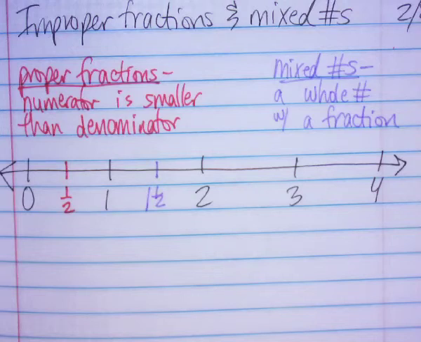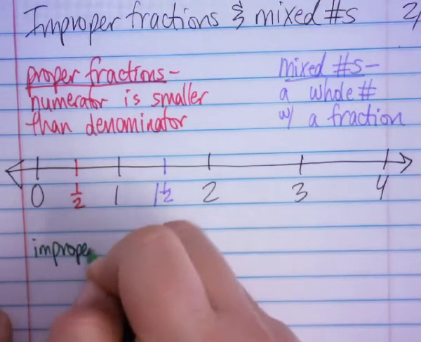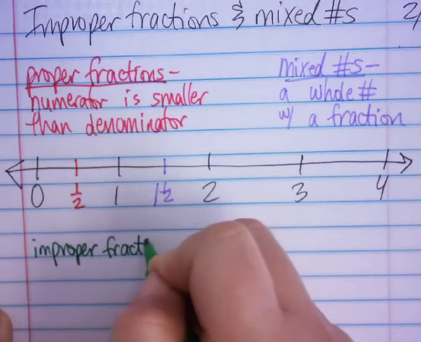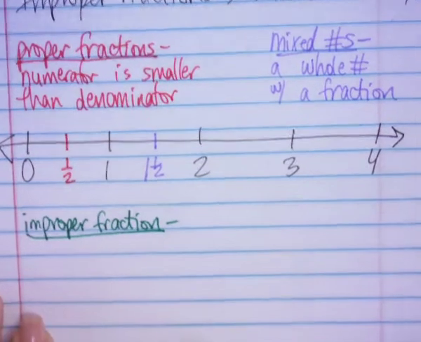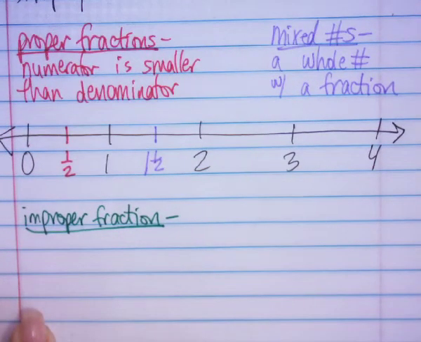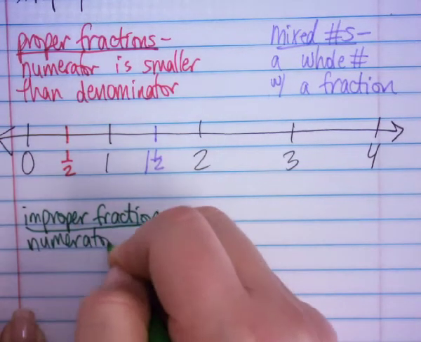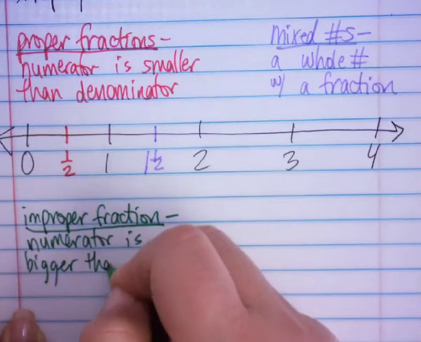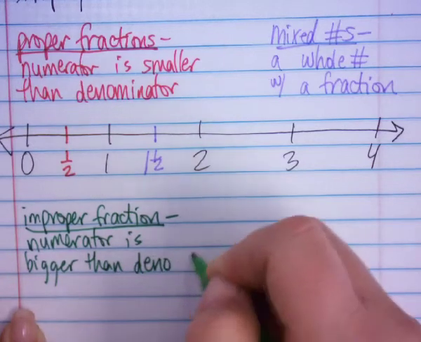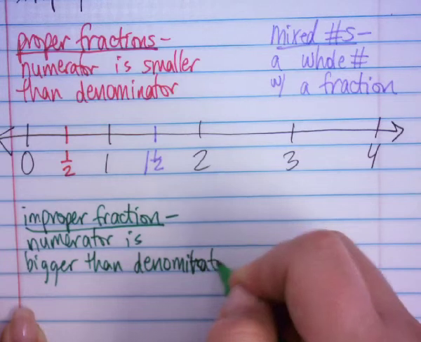Now with my green pen, we're going to quickly talk about what is an improper fraction. How do you know that a fraction is an improper fraction? Tell me, Andrew. The numerator is bigger than the denominator. Fabulous. The numerator is bigger than the denominator.